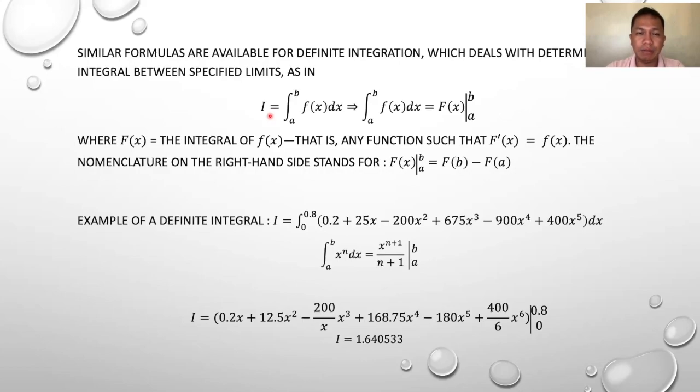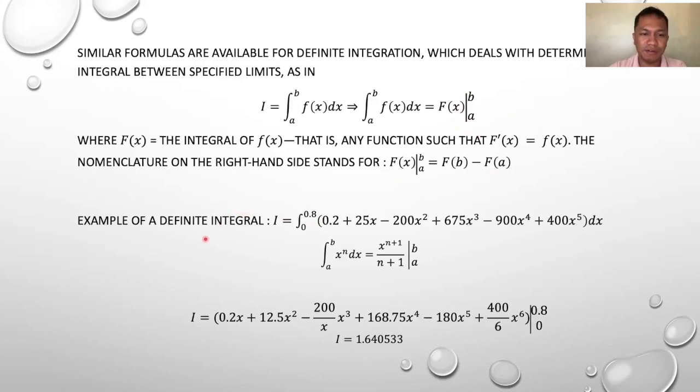Integral between specified limits. I is equal to the integral of f of x dx from a to b. According to the fundamental theorem of integral calculus, this form will become this form, where F of x is the integral of f of x, that is any function such that F prime of x is equal to f of x. The nomenclature on the right side simply means F of b minus F of a.